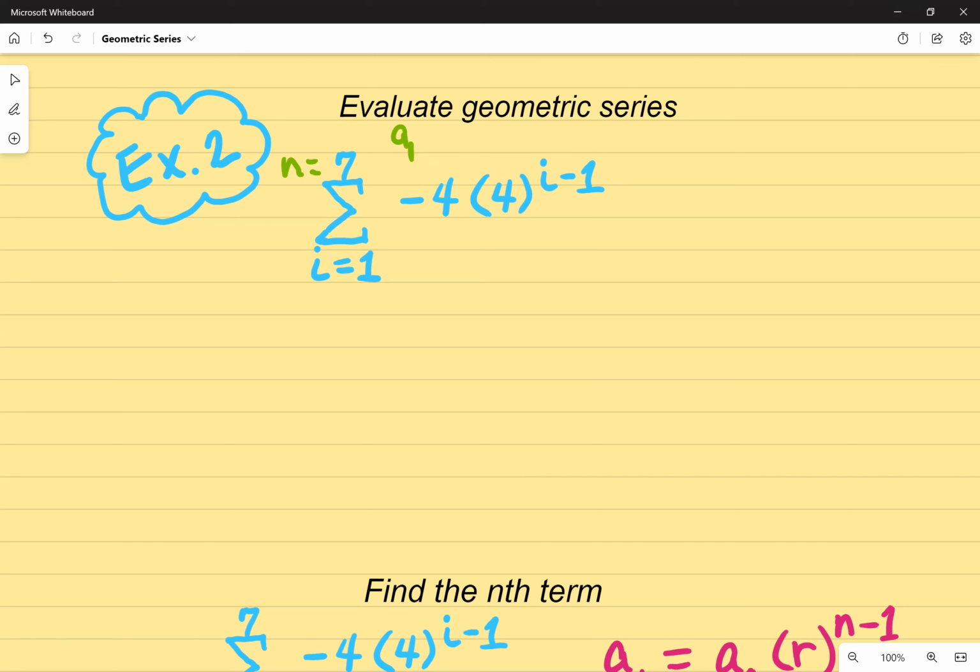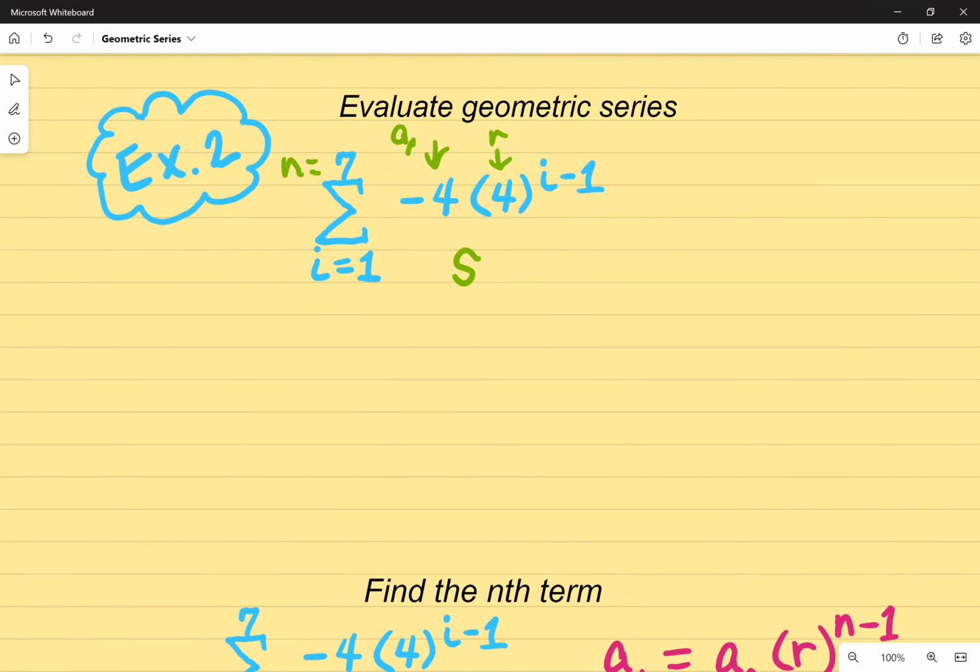That's kind of close there. So a sub 1 is what's located outside of my parentheses. r is what's located inside of my parentheses. So I have enough information now to use my summation notation formula.